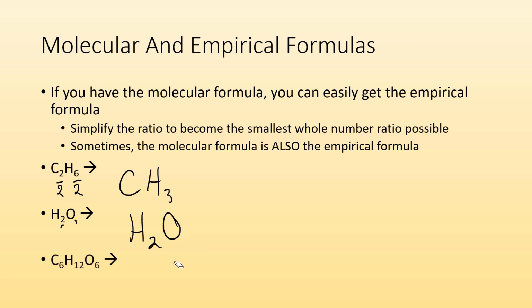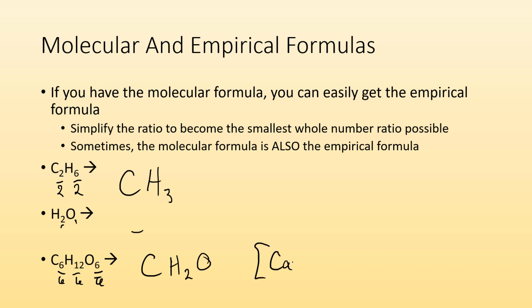If I had C6H12O6, again, it's the same process. What does 6, 12, and 6 have in common? They have 6. So let me divide each thing by 6 and see what I get. I have CH2O. Does anybody want to take a guess why they call these things carbohydrates? Why would they call that, if that's the empirical formula, carbohydrates?